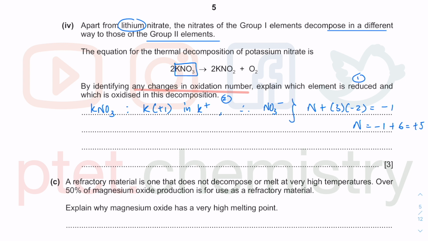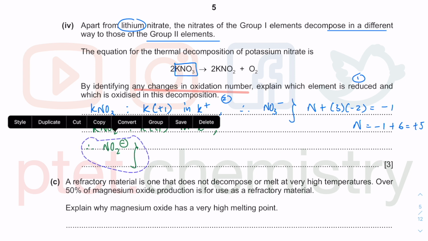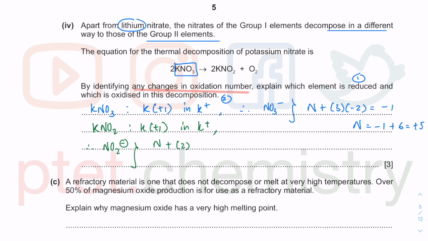Very, very straightforward there. And the next bit is on KNO2. So KNO2, again, K+ in K+. So what we have is NO2-. In NO2-, what do we have? We have N and then 2 oxygens. 2 times minus 2 is minus 4. Nitrogen is minus 1 plus 4. Nitrogen is plus 3 there. And last but not least, we have oxygen O2. This is just oxygen 0 in O2.